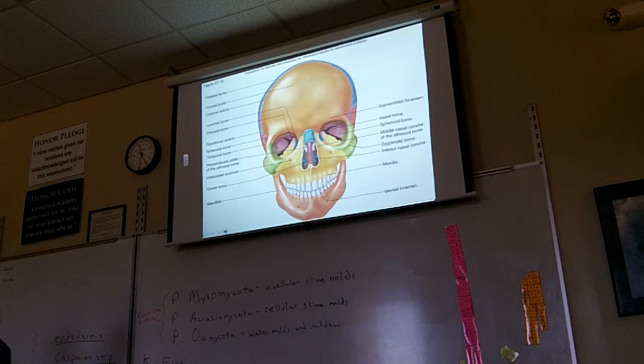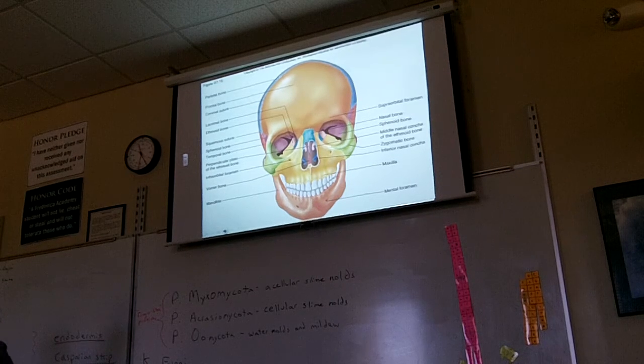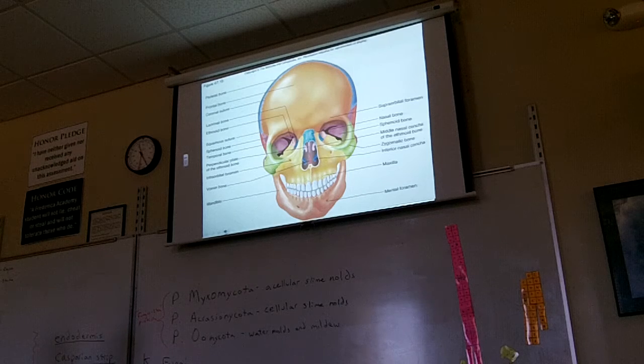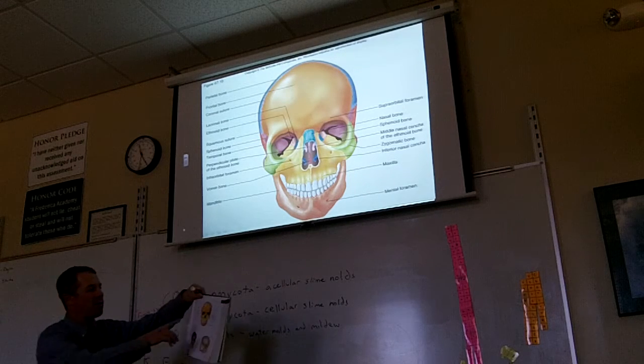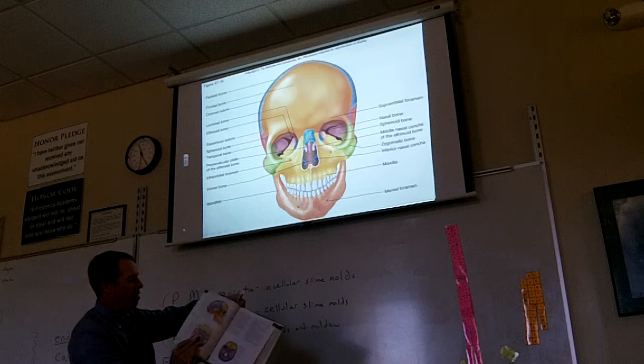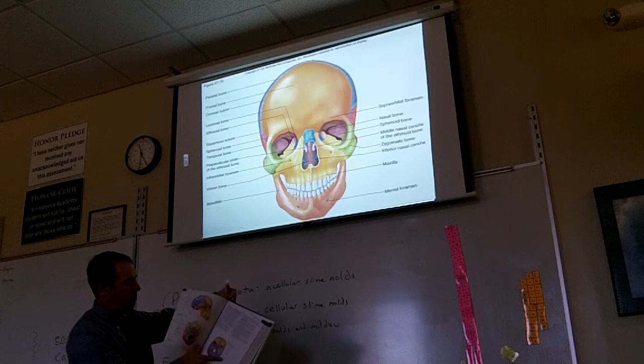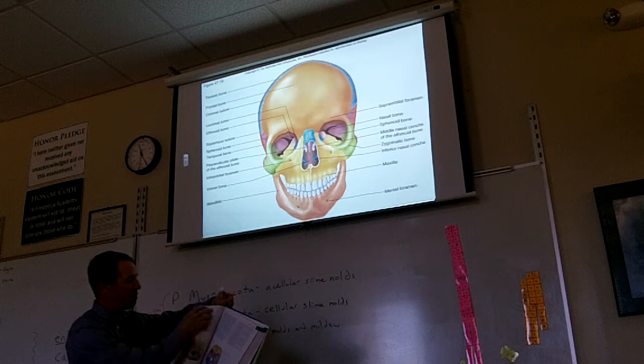This is probably where the hardest IDs are, when you do the skull. Now, they have pictures, pages 143, 144 and 145, of the skull from different views.